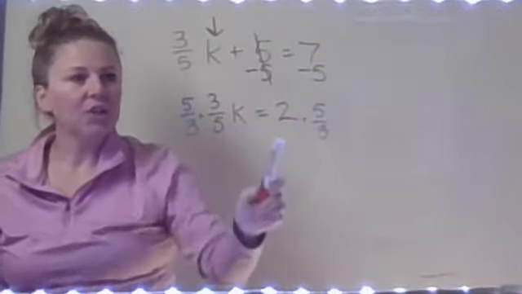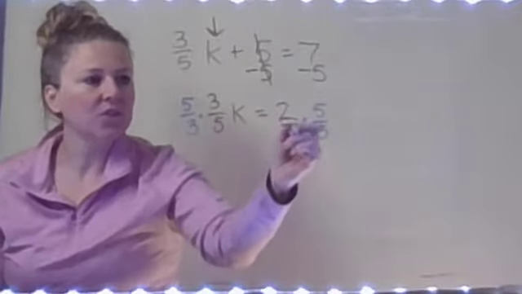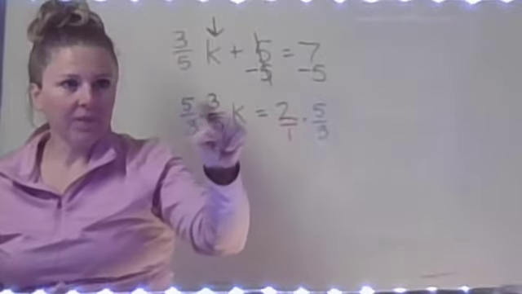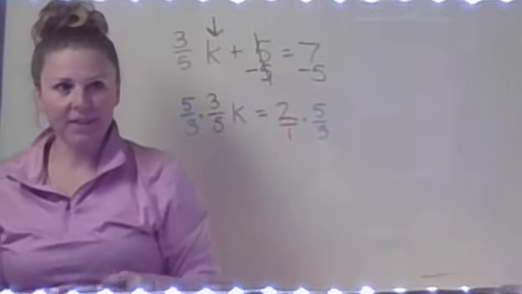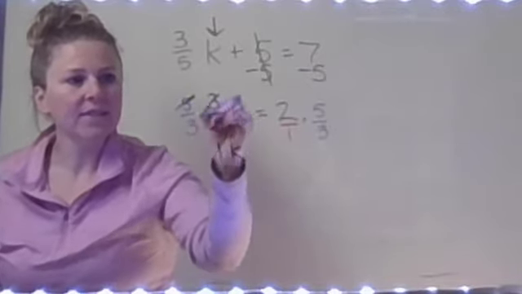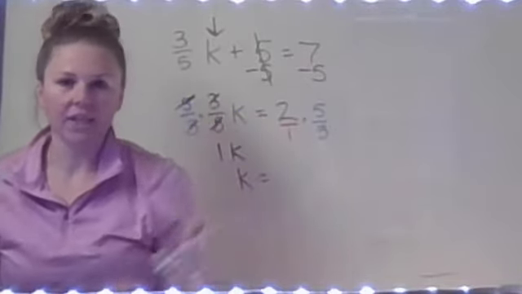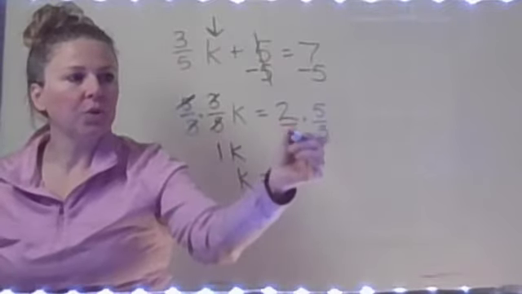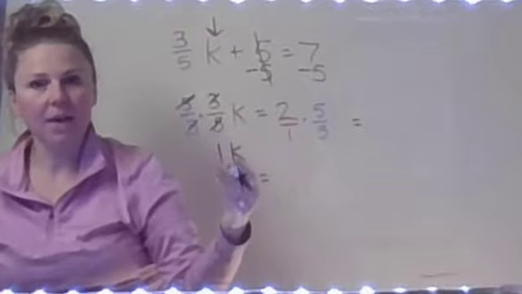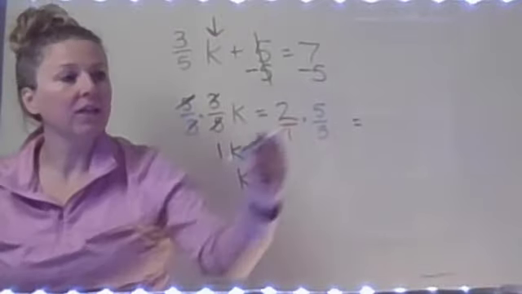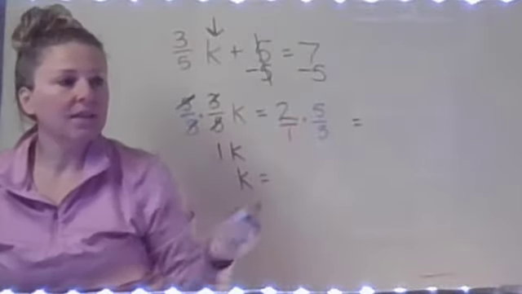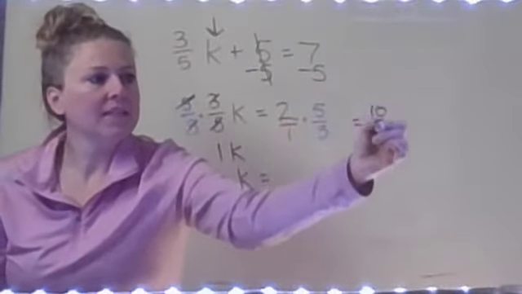Now, don't forget, 2 is the same exact thing as 2 over 1. That might be helpful. So 5/3 times 3/5, that's 15 over 15. So that's 1k. This cancels and this cancels. So we did that to get the k alone. Now 2 over 1 times 5/3, when you're multiplying fractions, you don't need common denominators. That's only for adding and subtracting. You just multiply the top with the top and the bottom with the bottom. And you reduce anything you can. So this is really 10/3.